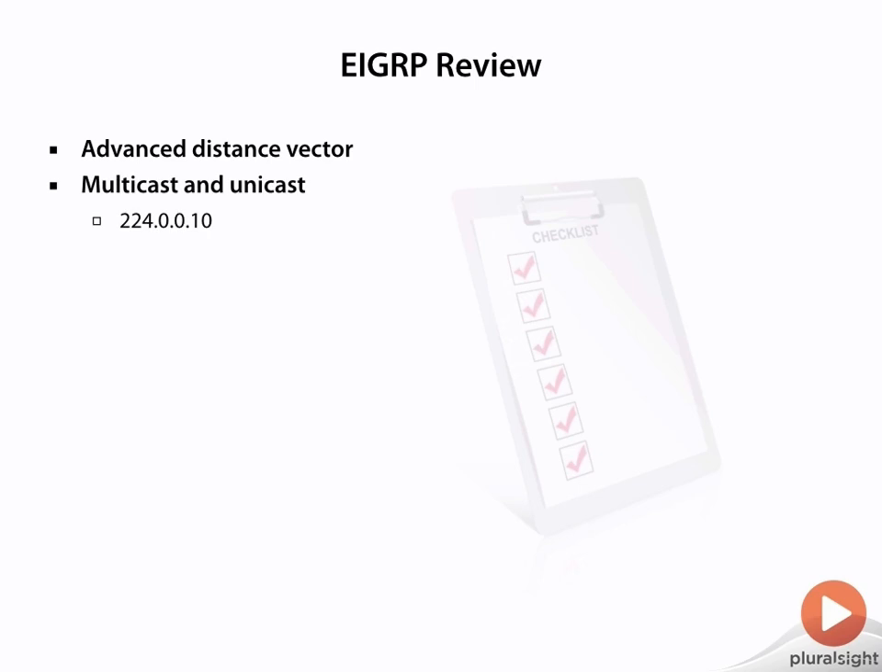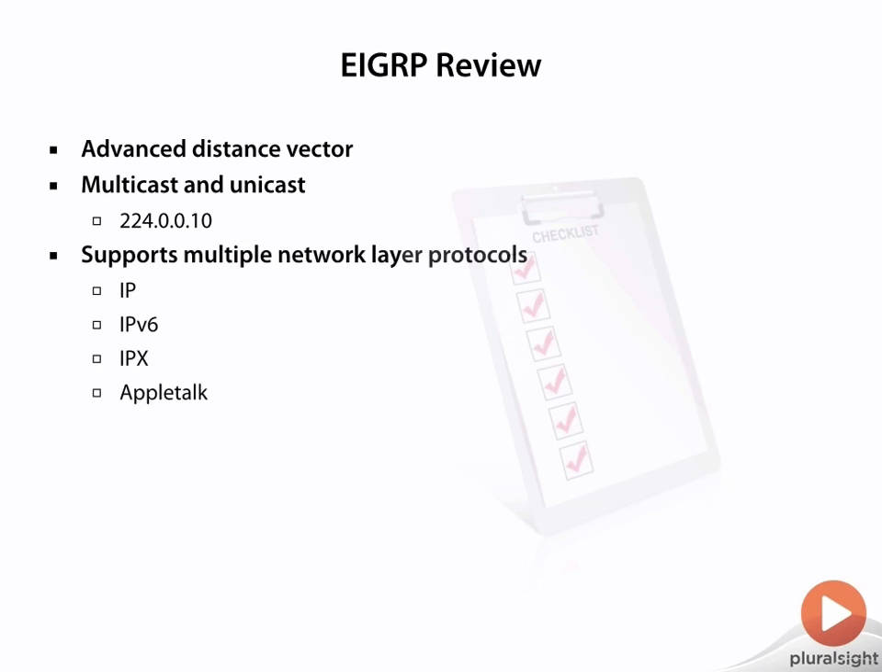Now, it does use multicast. The multicast address is 224.0.0.10 to send updates to, but EIGRP is unique in that it also uses unicast messages in some certain situations. Now, it also supports multiple network layer protocols. And actually, before I get too far with this, the multicast and unicast, from a CCIE security standpoint, think ACLs. So if you know that 224.0.0.10 needs to be allowed for communication between two EIGRP speaking devices, you should also know that you may have to allow their specific IP addresses for that unicast communication also.